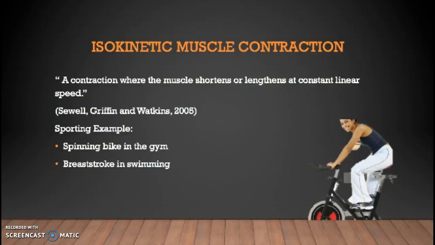If we move on to the next one, which is isokinetic. This is where the muscle shortens or lengthens at a consistent linear speed. This means that the muscles can shorten and lengthen. However, the movement produced will be at a constant speed. It's harder to find sporting examples of this type, but one would be cycling on a bike in the gym. As you set the resistance on the bike so it doesn't change, it's a constant resistance to the movement of adduction, which is a movement made towards the middle of the body. Obviously, this makes the strokes at a constant speed. So another one would be breaststroke in swimming.